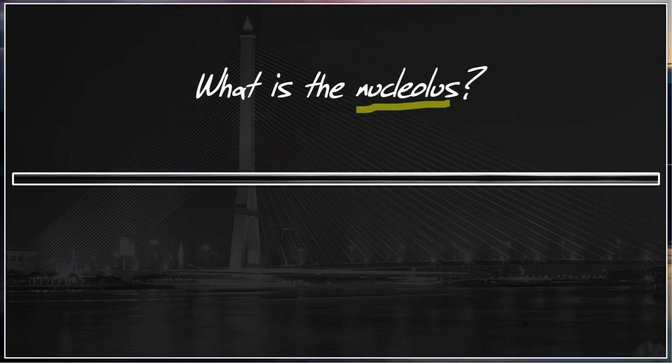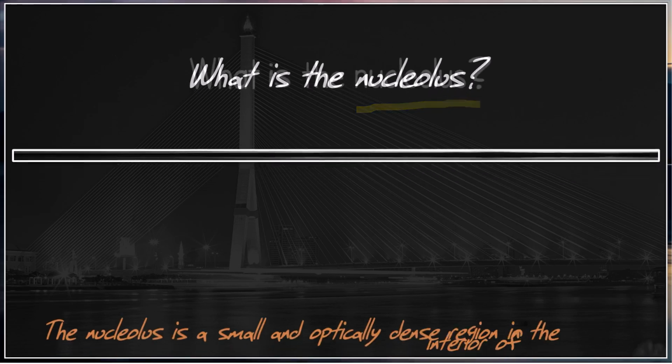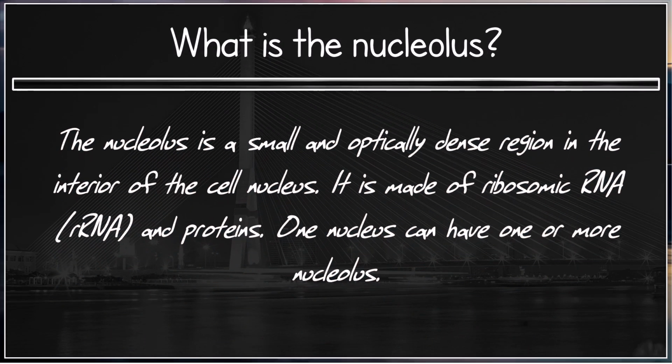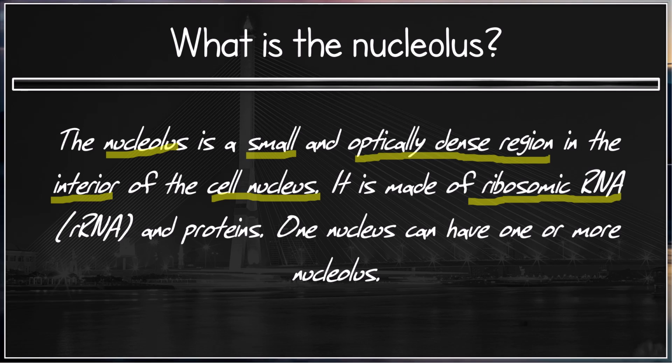What is the nucleolus? The nucleolus is a small, optically dense region in the interior of the cell nucleus. It is made up of ribosomal RNA and proteins. One nucleus can have one or more nucleoli.